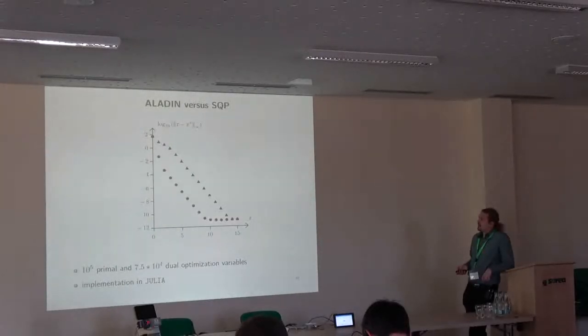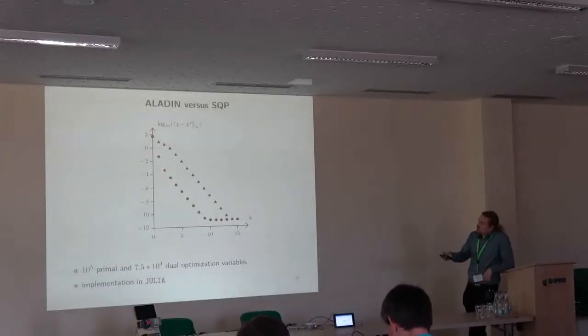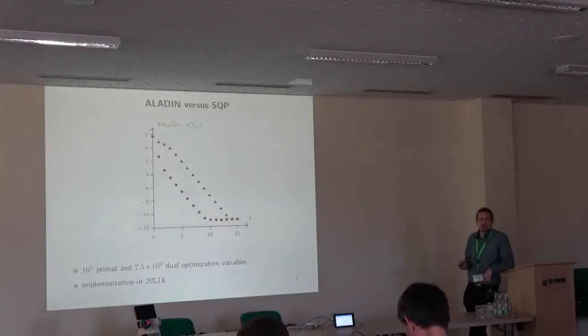Now here's the comparison with SQP. The red dots are the Aladin iterates, and the black triangles are the SQP iterations. What we see is that the Aladin iteration converges with the same rate as the SQP method. So the local convergence rate is similar, but in the global phase, Aladin gets much faster. There's of course a benefit of solving the distributed optimization problems first.